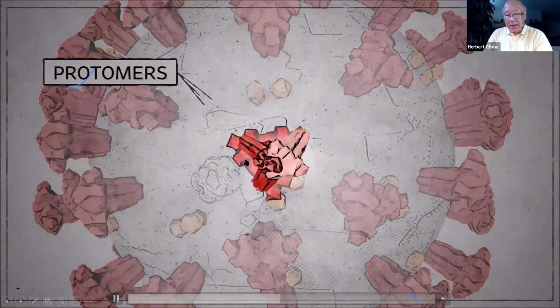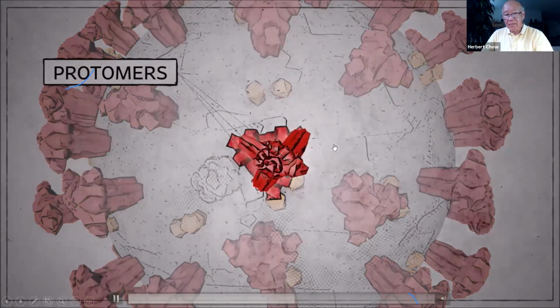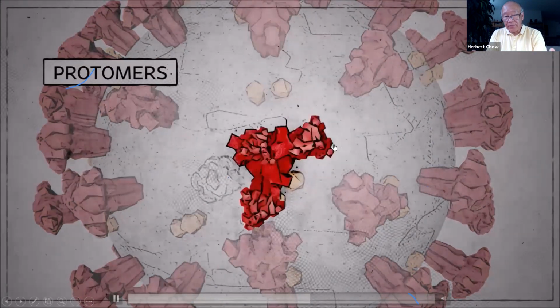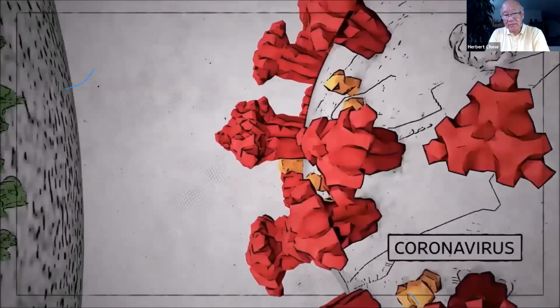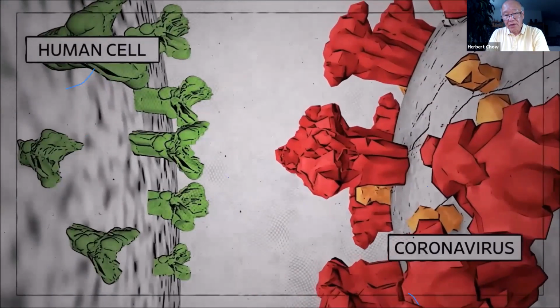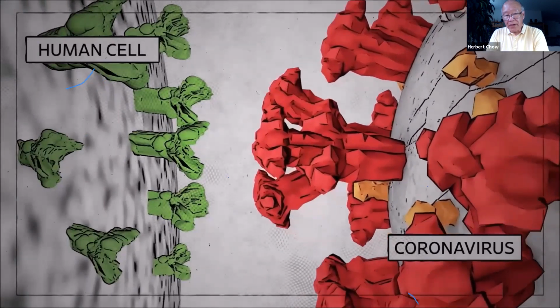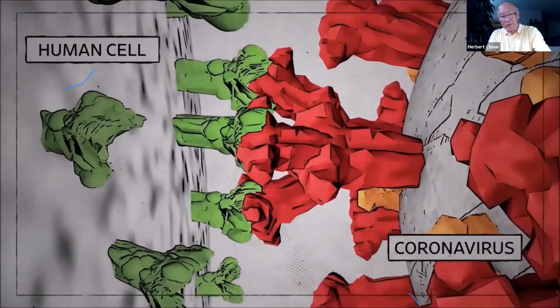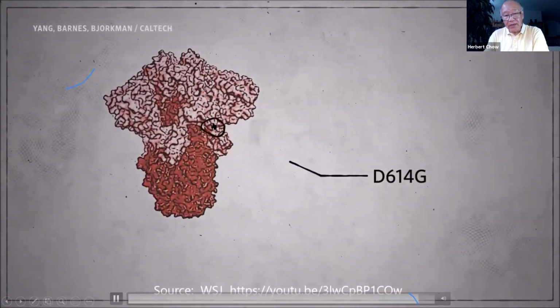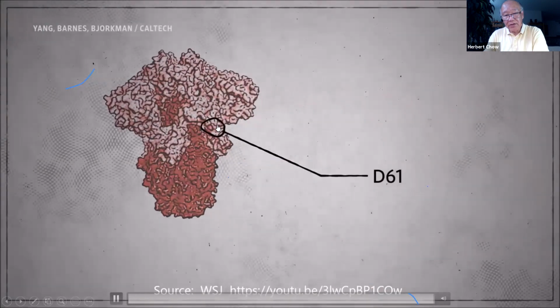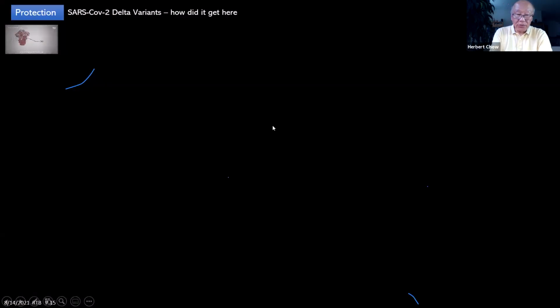So the spike is made out of 3 identical parts, and the spikes can open up, and when it opens up, it can then infect the lung cells through the ACE receptors. There's a mutation here that occurred in this one protein. I just want to show you visually how this is what we call a variant, and it happens on the spike proteins.